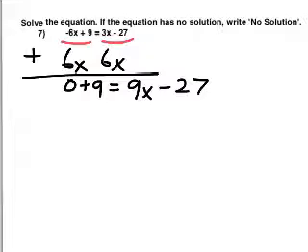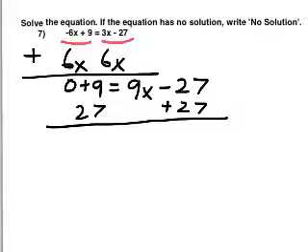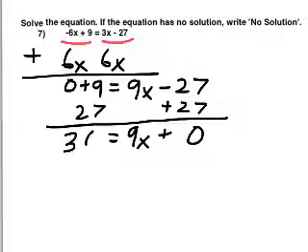Alright, so now I want to get my x term alone, so I'll take care of the constants. I'm going to add 27 to both sides. That gives me 0 over here plus 9x equals 9 plus 27, which is 36. We don't need to worry about the 0, so I'm just going to erase it. You don't usually erase them, but for clarity's sake, I erased it, because 0 is adding 0.